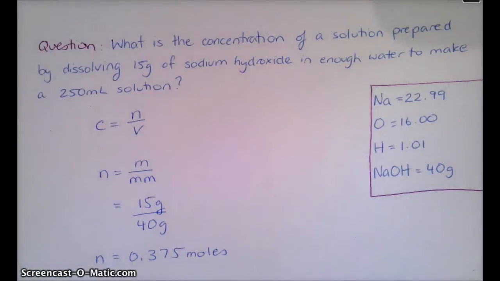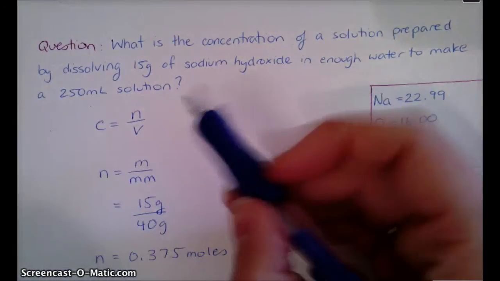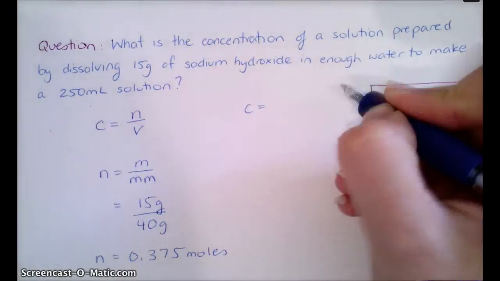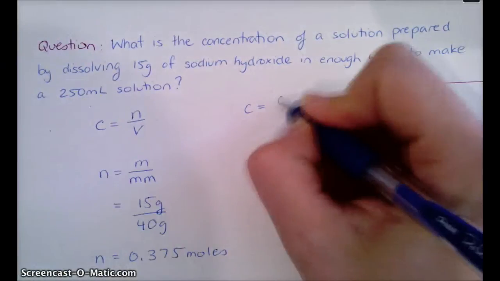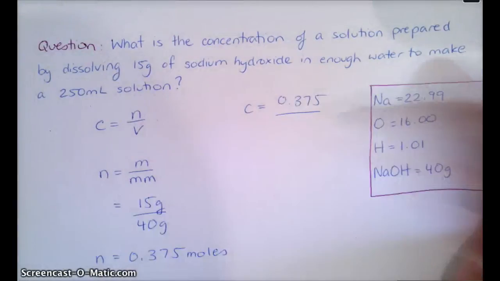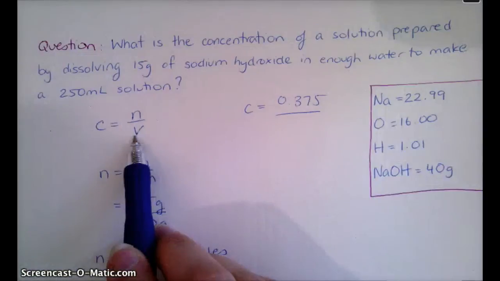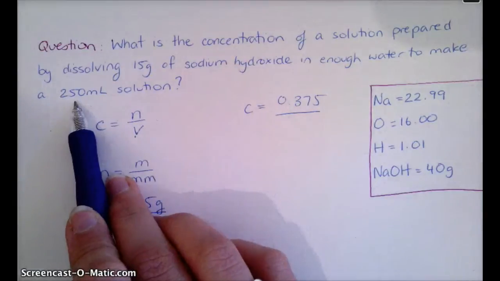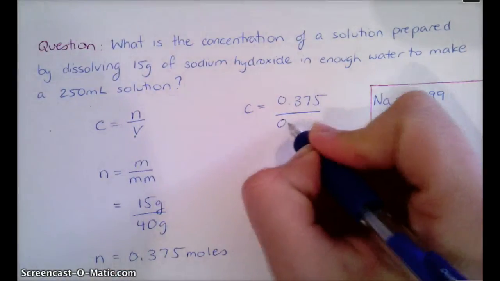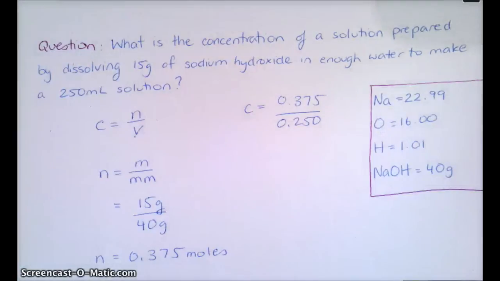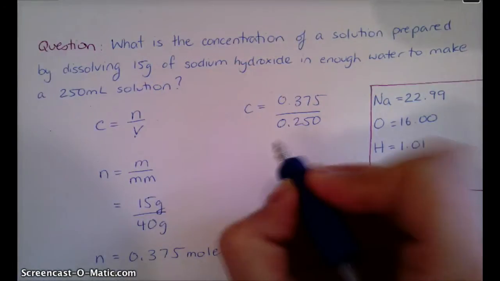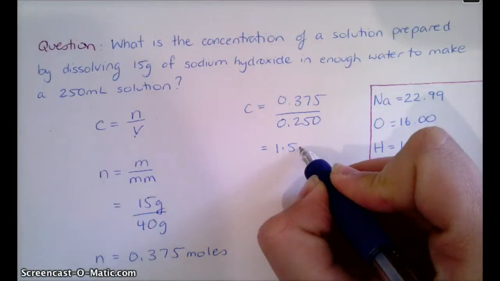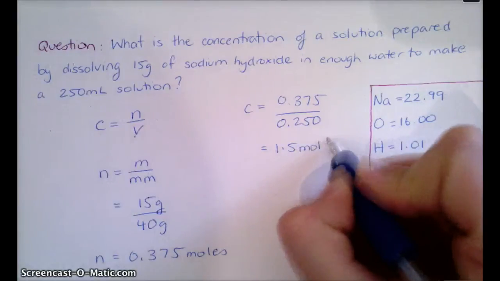Now we can use our calculation there and put it back into this concentration formula. So we've got concentration equals, we've now worked out the number of moles is 0.375 and we're dividing that by the volume, but it has to be in litres and we're given it in mils. So we need to convert the mils to litres by dividing by 1,000, which means that we'll get 0.250 litres. And when we put that into our calculator, we end up with 1.5 and our measurements are in moles per litre.